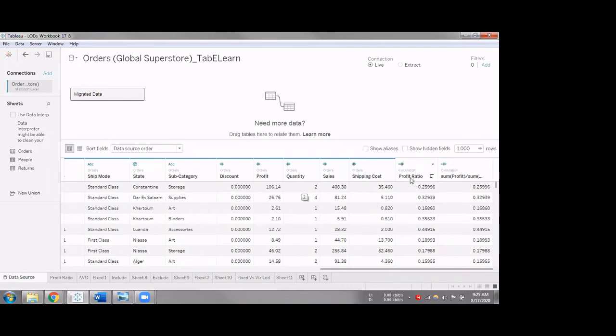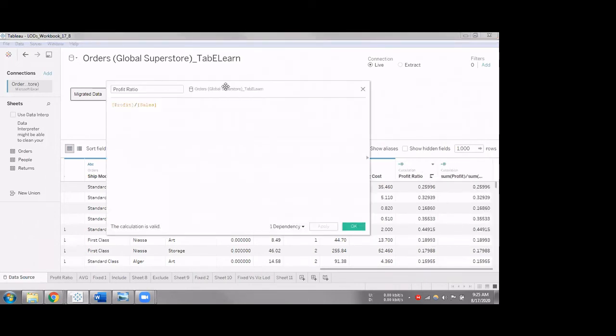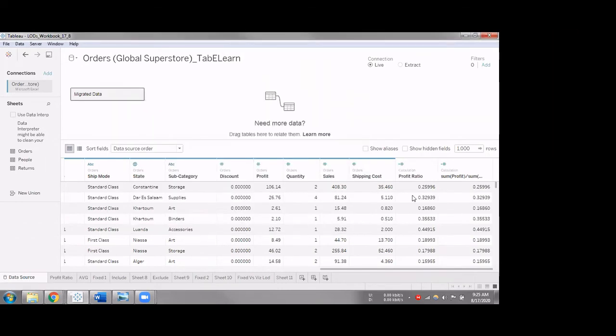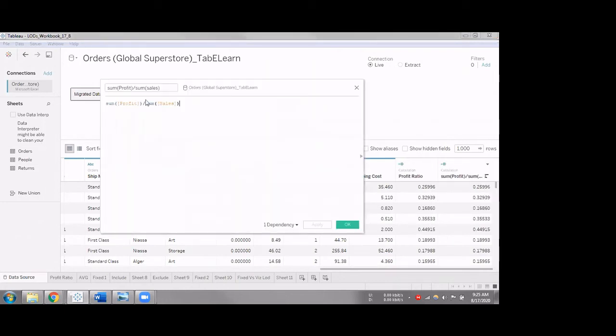So I wrote a profit ratio calculation. Can you guys see the calculation? Yeah, it's simply profit by sales. Since I didn't mention any level of detail using LODs or anything, it's just calculating for every row. Now here I have another calculated field. I modified it in a certain way: instead of profit by sales, I wrote sum of profit by sum of sales. So before you divide these two things, you aggregate them and then divide.